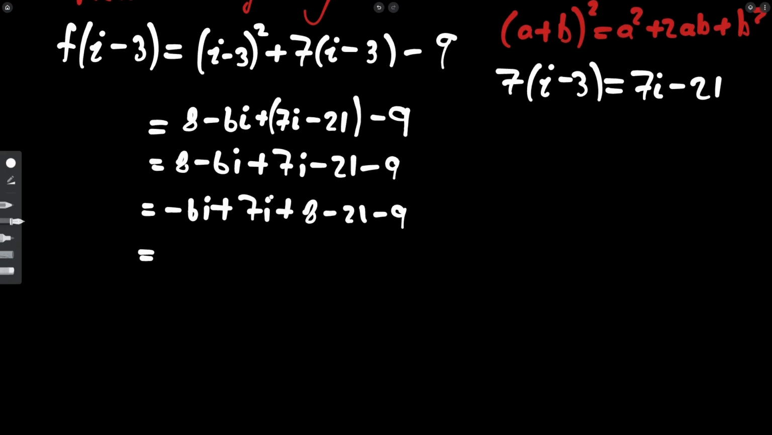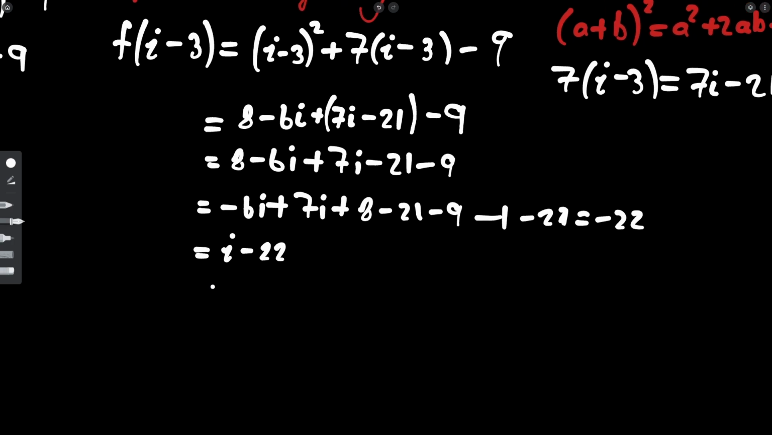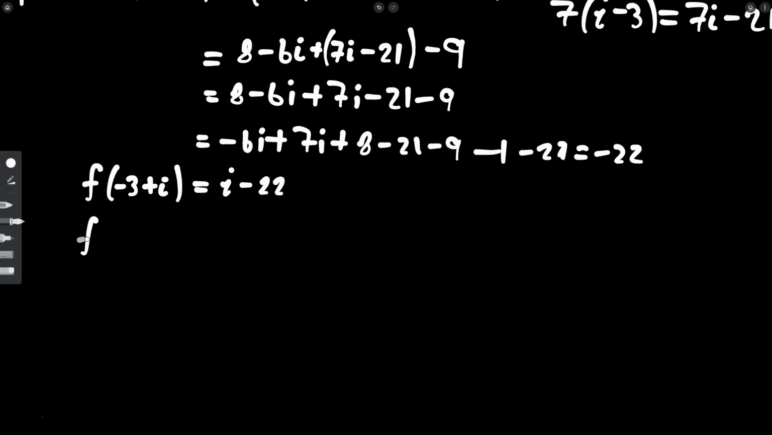Now we can see clearly that negative 6i plus 7i is positive i, and 8 minus 9 is -1, minus 21 is -22. And if you want to rewrite this in the standard form, or how you're supposed to write this, it would be f of -3 plus i equals -22 plus i. So this would be your answer here.